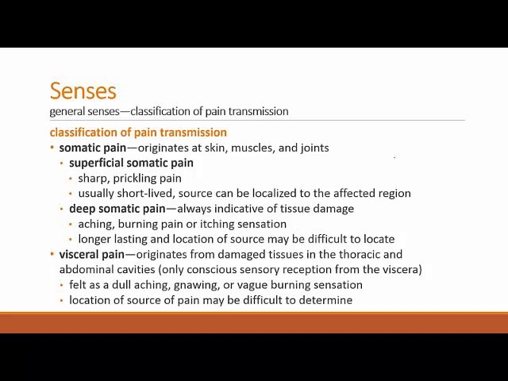Visceral pain originates from damaged tissues in the organs in the thoracic and abdominopelvic cavities, and the only conscious sensory reception that comes from the viscera is visceral pain, and it's generally felt as aching, gnawing, or burning sensations. And again, carried on slow pain fibers, the type B fibers.